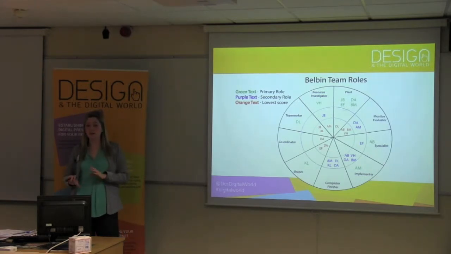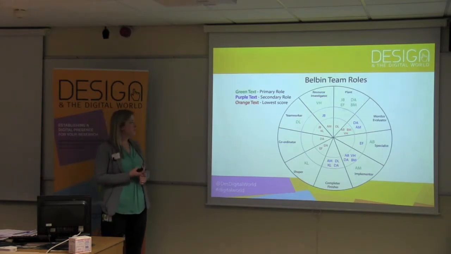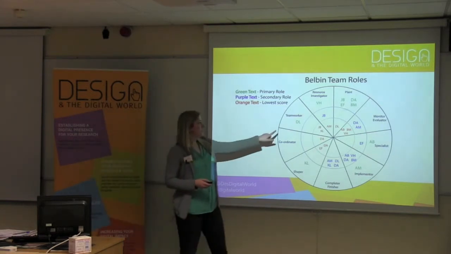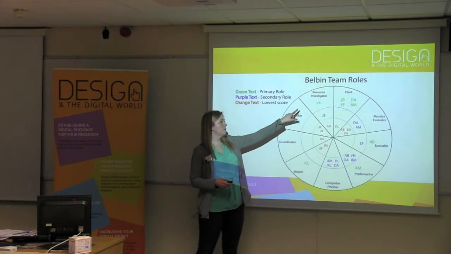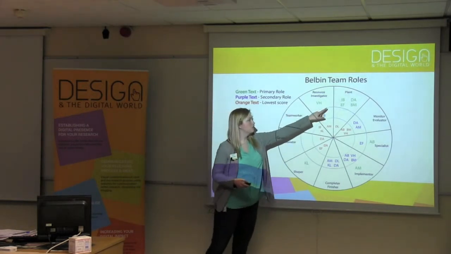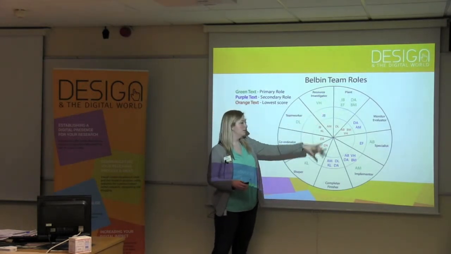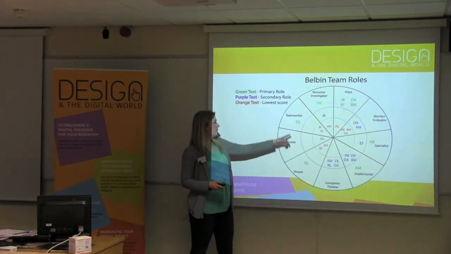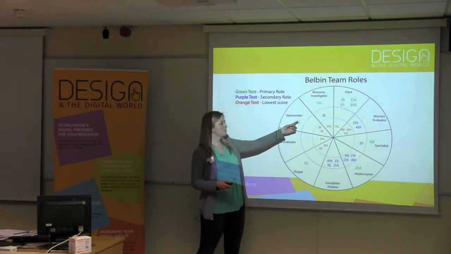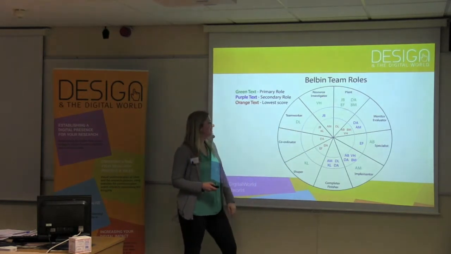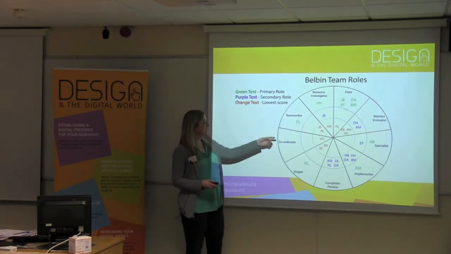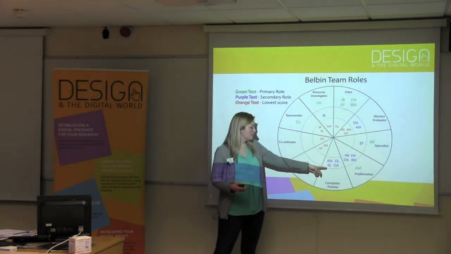That's including PIs, co-Is, RAs, PhD students. And what we wanted to do was work out where the strengths were within the team. So you can see the green is where people's primary strength is. So you can see we're very strong as plants. That's an idea person. Apparently we've only got one strong team worker, so that may be where some of our issues lie. And then purple, that's your secondary strength.